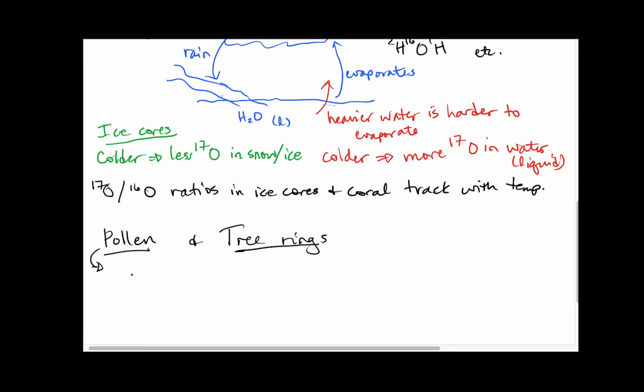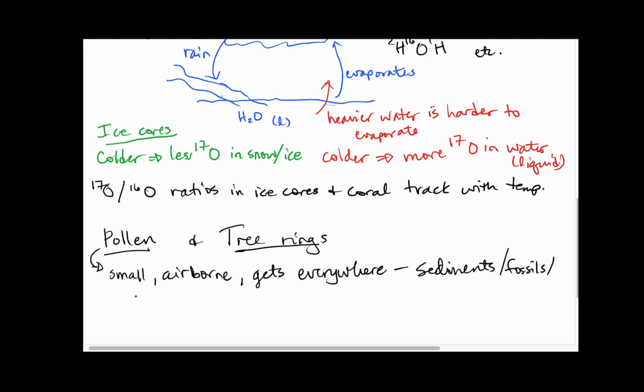Right, pollen is little and airborne, and it goes everywhere, as those of us with pollen allergies know. And so it gets deposited in sediments of lake beds. It can be fossilized. You can find it in ice cores. And what pollen tells us is what kinds of plants were growing and how abundant they were, how good the growing season was. More pollen probably tracks with more plant growth.